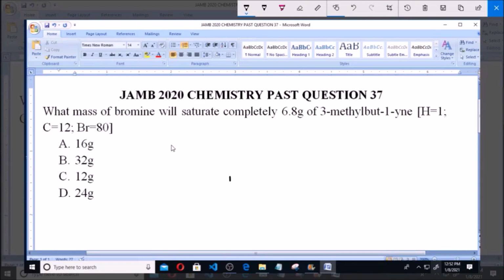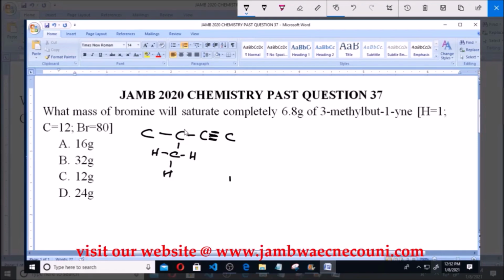Now 3-methyl butyne is written as this. Let me draw the structural formula. We have C, since it's but, that is 4 carbon atoms. The parent chain has 4 carbon atoms, C, then a triple bond, since it's butyne. So the triple bond is located at the first carbon atom. Then 3-methyl, that means the methyl group is attached to the third carbon atom, which is this. So this is the structural formula.